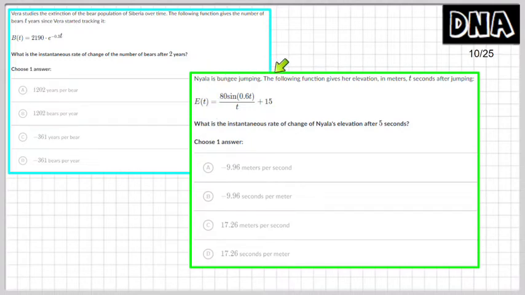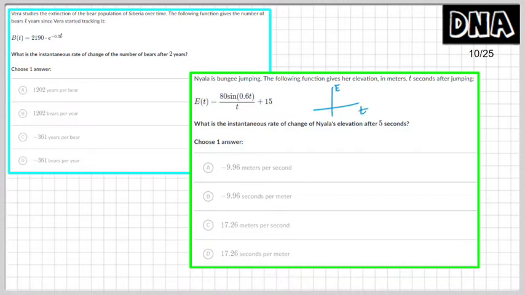Nyla is bungee jumping. The following function gives her elevation in meters, t seconds after jumping. What is the instantaneous rate of change of Nyla's elevation after 5 seconds? E, I am assuming just by reading, is our elevation. So we have our elevation to time.